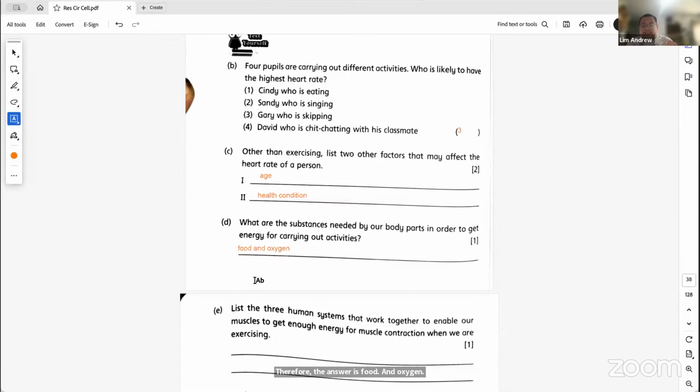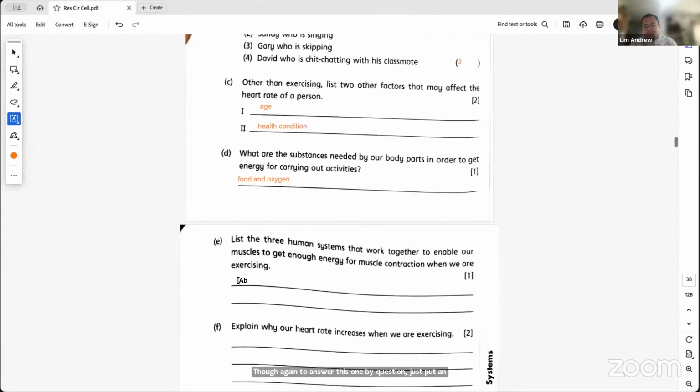You do not need to explain in full that the substances needed by our body parts in order to get the energy for carrying out the activity are food and oxygen. You don't have time to write a long story. Just simple, clear-cut: food and oxygen. Don't write a grandmother's story. To answer this 1 mark question, just food and oxygen.